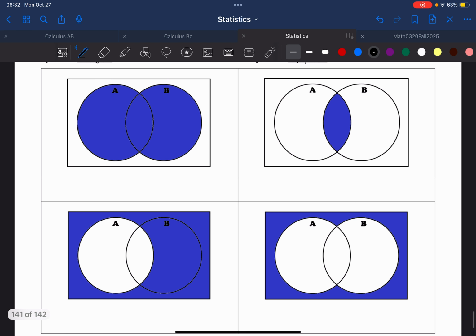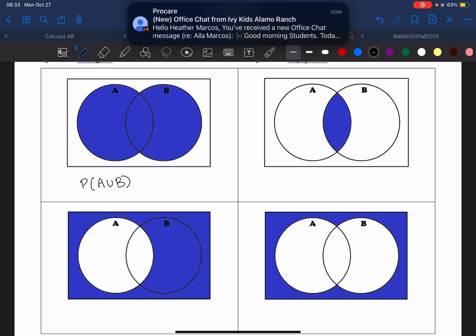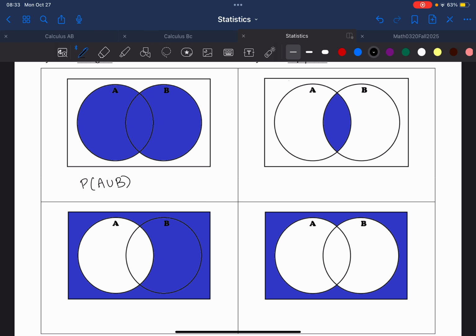So if we said the probability of A union B, this is the probability of A or B happening. So this is what the shading would look like. If we said probability of A intersection B, this is the probability of A and B happening together. So again, what that shaded region would be.